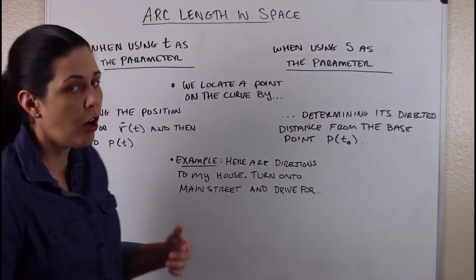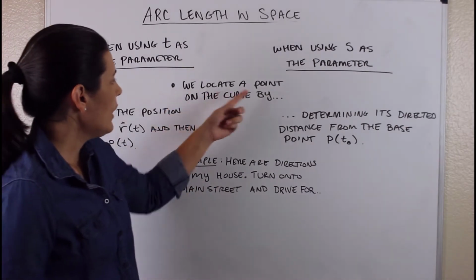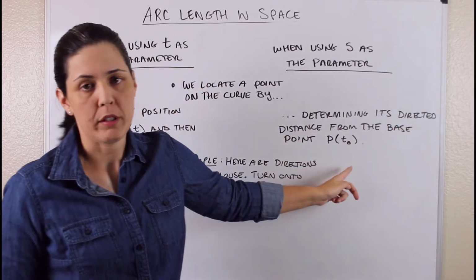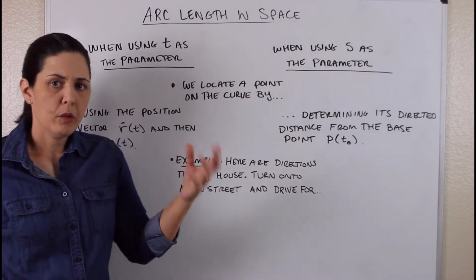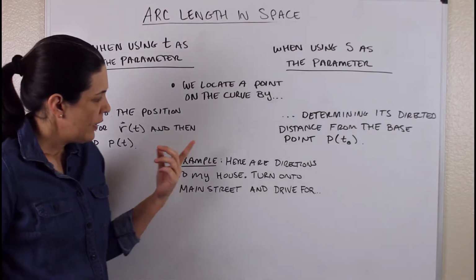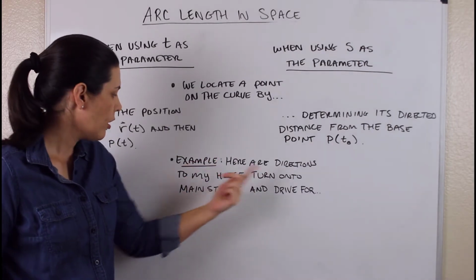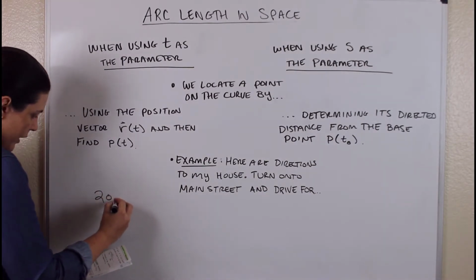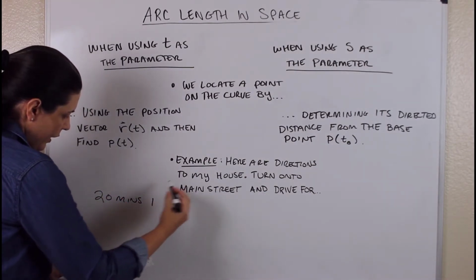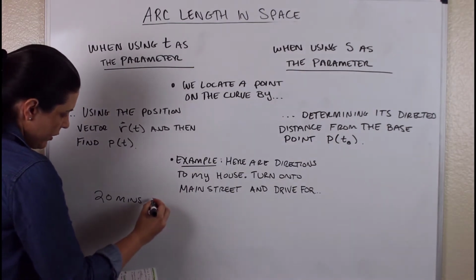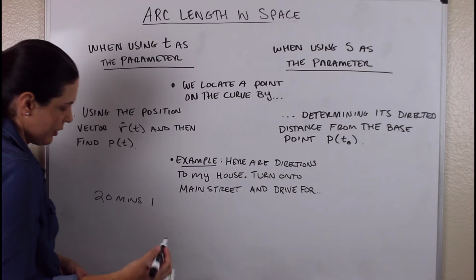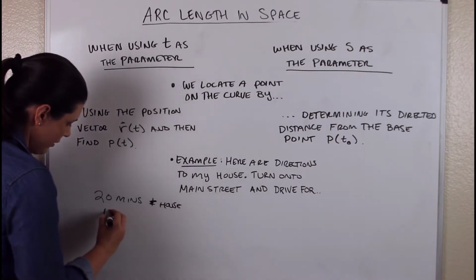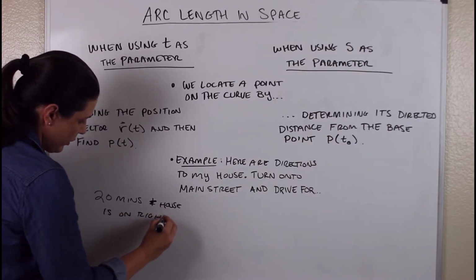If s is the parameter, if arc length is our input, we locate a point on the curve by determining its directed distance from the base point, P of t naught. Here's another way to think about that. Consider this idea. Here are directions to my house: turn onto Main Street and drive for 20 minutes, and then you're there. The house is on the right. That part's not important. What's important is the 20 minutes.